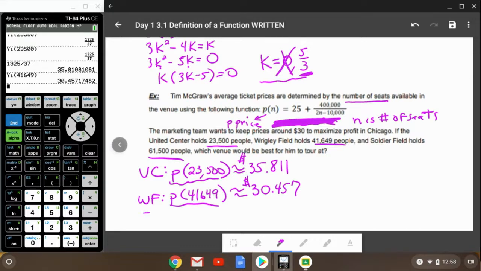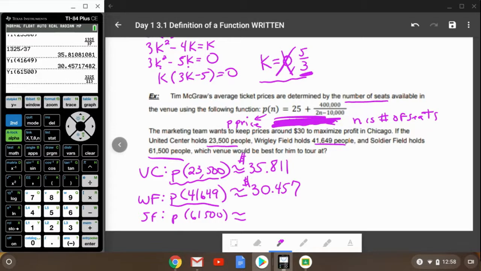One more time, we want to do Soldier Field. So P of 61,500. If I go to my calculator again, the nice thing is I've typed the equation as y1. You have to put the P equation as y1. So I'm just going to do alpha trace, choose y1 of 61,500, using great function notation. Now, I believe if I hit enter, it's probably going to give me that fraction again. It did. So I believe you can do alpha enter, but I didn't do it. Okay, I guess I have to type it in.